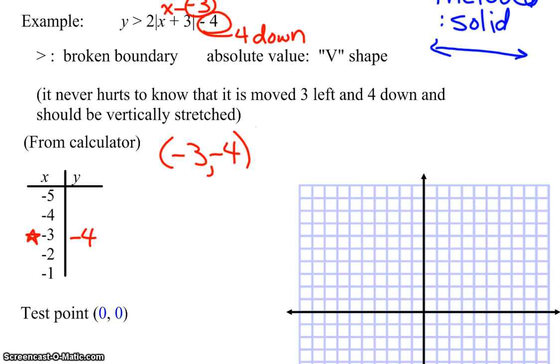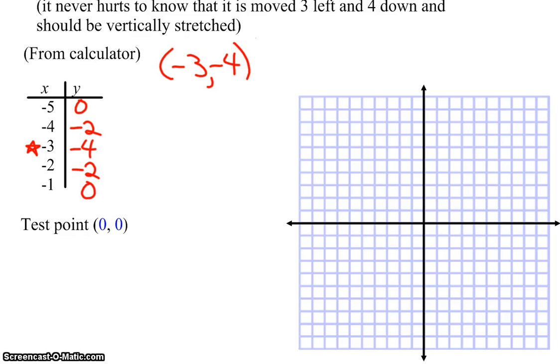As I substitute in the values for x, I can come up with: when x is negative 2, y is negative 2. When x is negative 1, y is 0. When x is negative 4, y is negative 2. When x is negative 5, y is 0. So I graph these points. Negative 3, negative 4, my vertex. Negative 2, negative 2, negative 1, 0. Negative 4, negative 2, negative 5, 0. And I connect these points with a broken line.